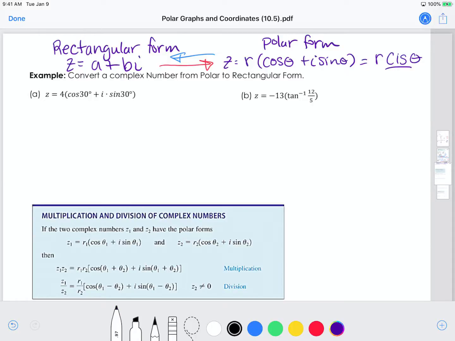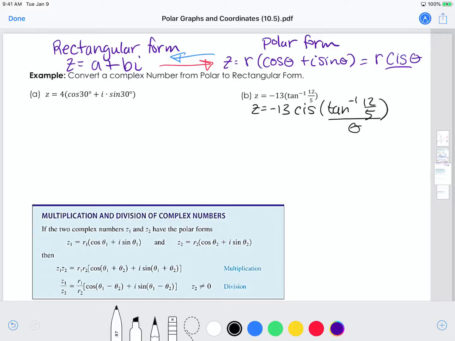Now, something I want to point out, I made a mistake here, a typo. So go ahead and fix this. Part B, I missed my cis. So it should be negative 13 cis inverse tangent of 12 over 5. This is our angle, although it's written in a different way, but that's our angle.